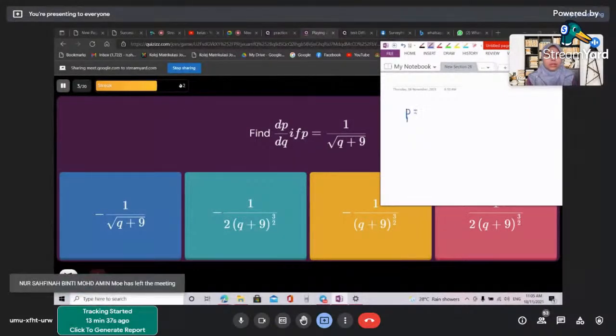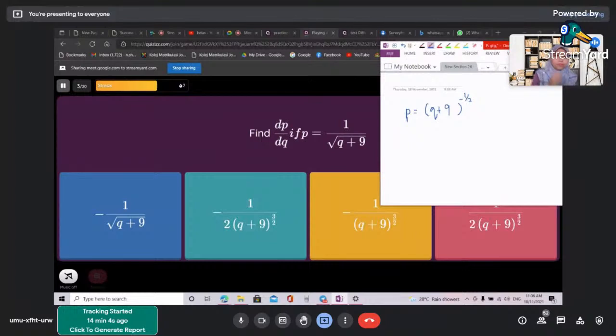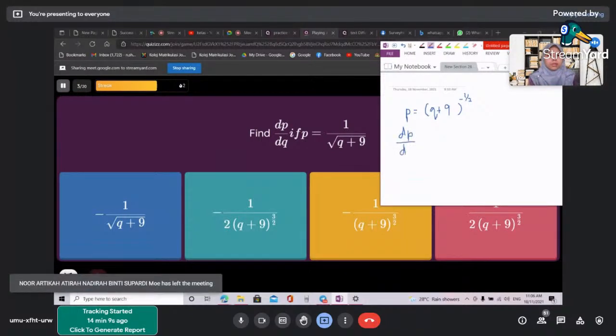So you need to rewrite the function p. You need to bring the denominator to the top, and the power will be negative. Then you need to convert into power of 1 over 2. Okay, then you can proceed to differentiate. So how can I differentiate this one?